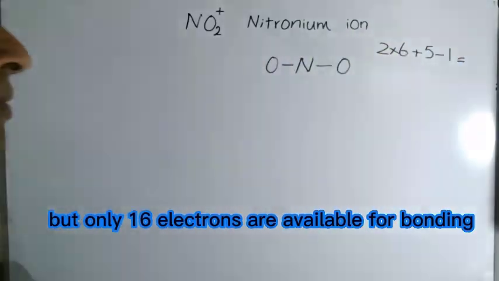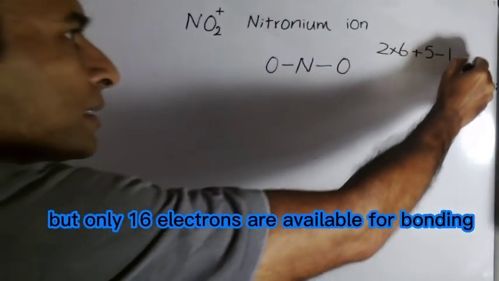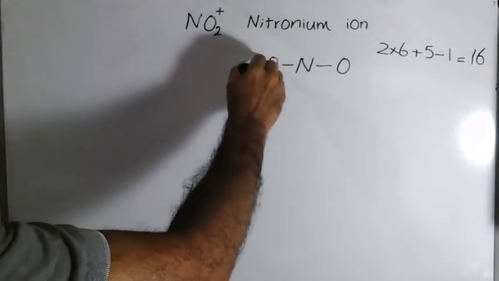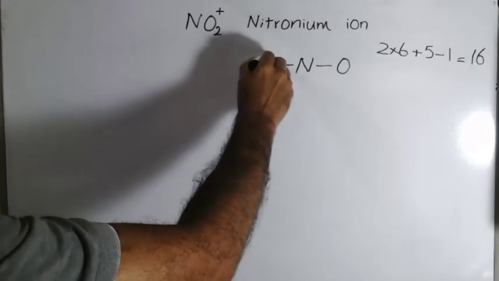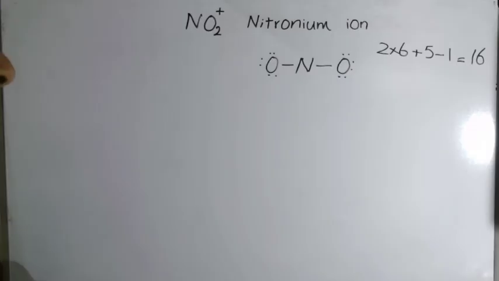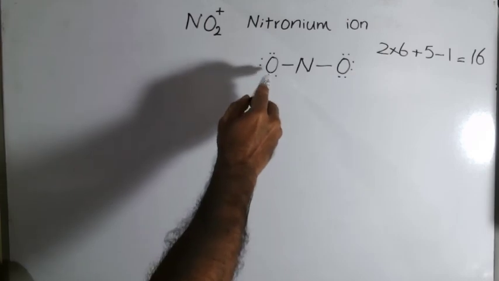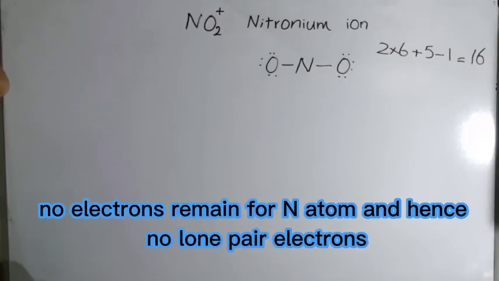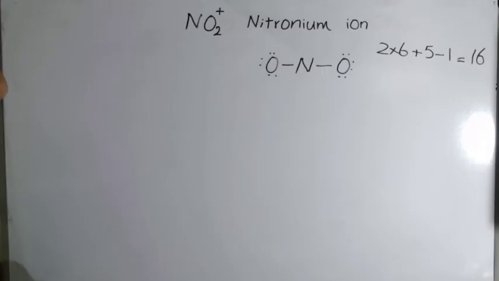So it will add up to 16. So we can add the electrons first for the two oxygen atoms, and we have used all the 16 electrons because 8 plus 8 will add up to 16. So there are no electrons remaining for use on the nitrogen atom. Then we can check whether the nitrogen atom has completed the octet.